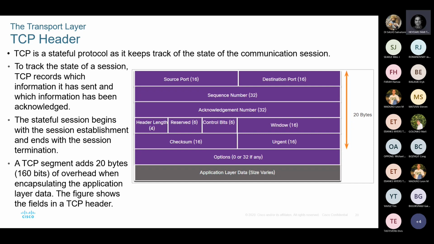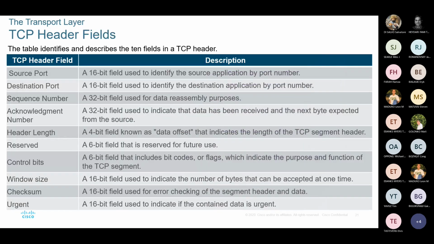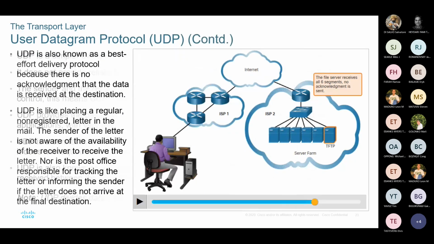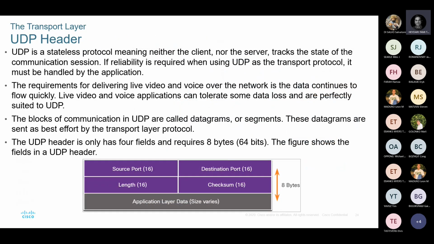So pay attention to the board. You're going to see TCP header. If you just compare TCP header against UDP header, which is shown here, what can you tell me just from looking at it? What can you tell me with regards to the size?